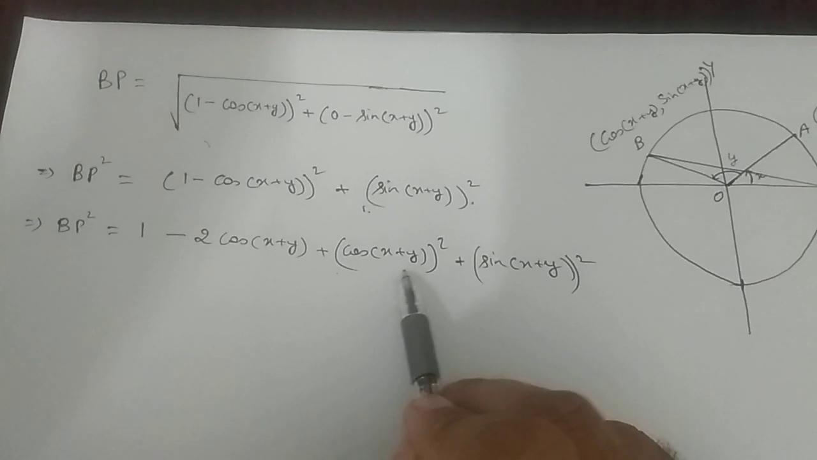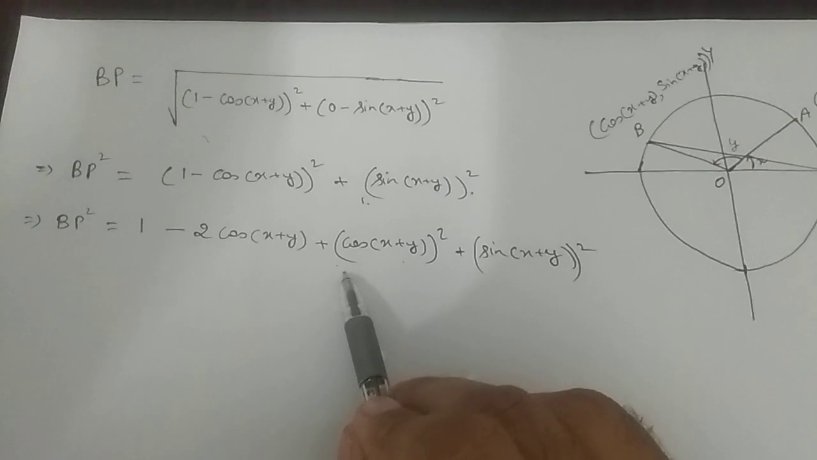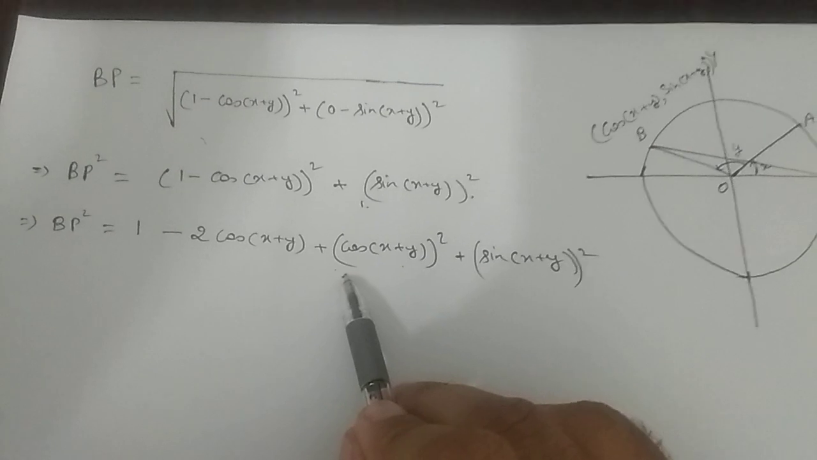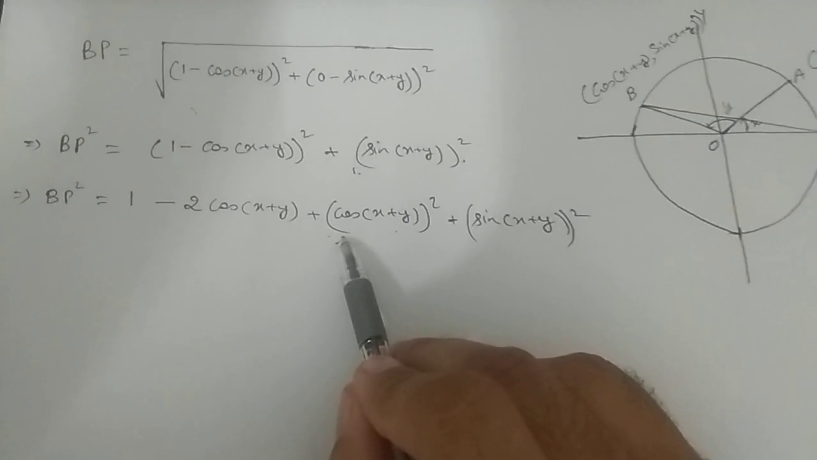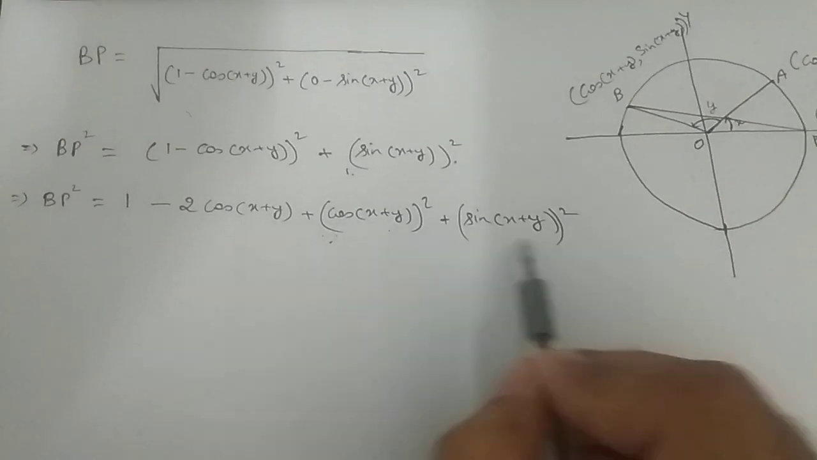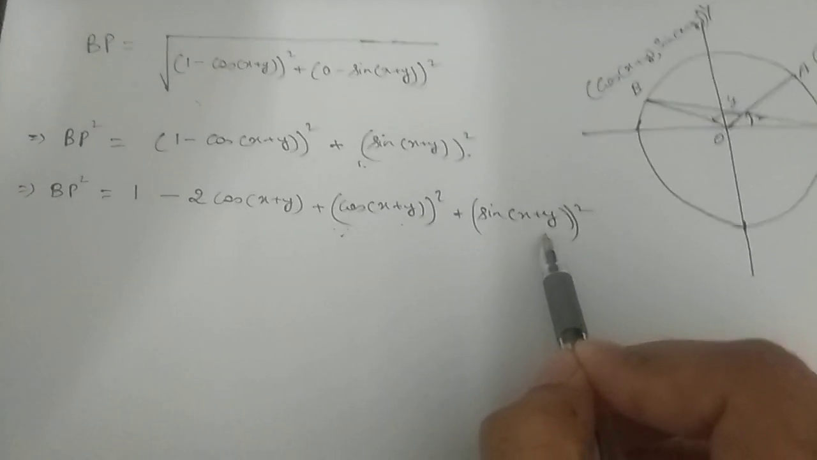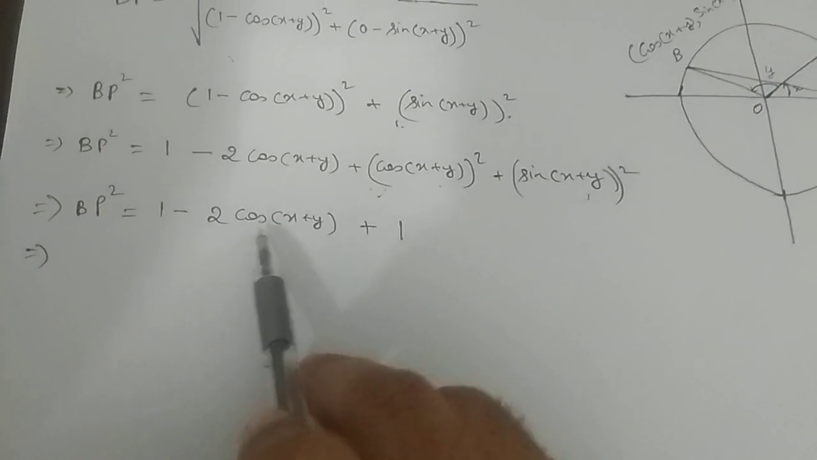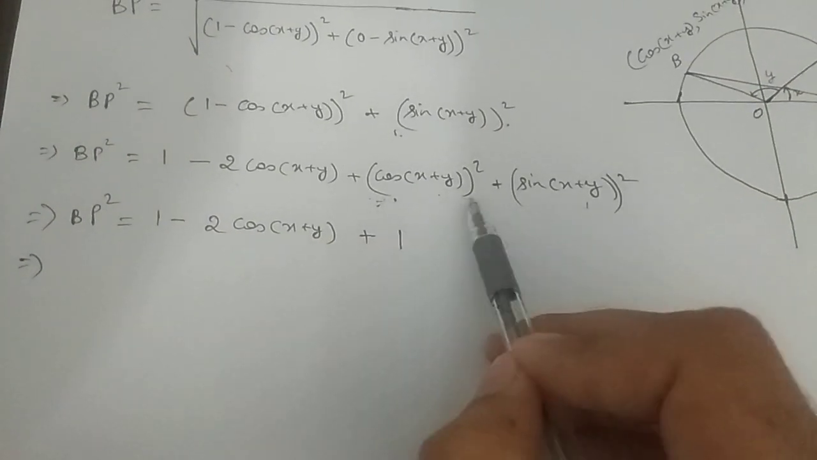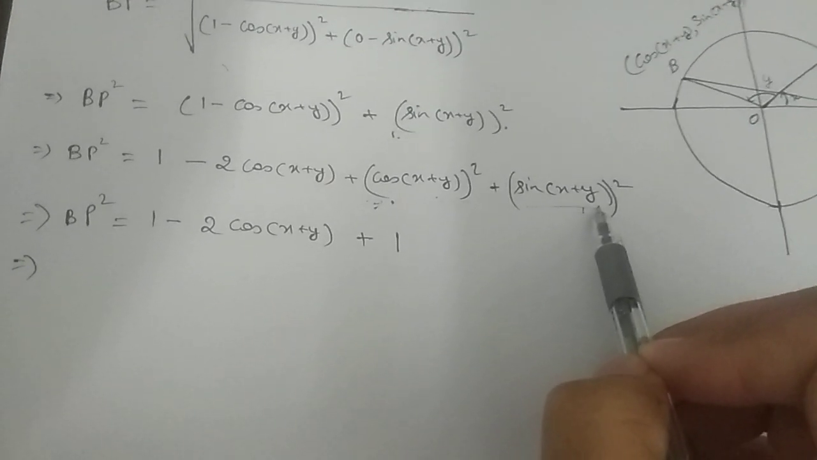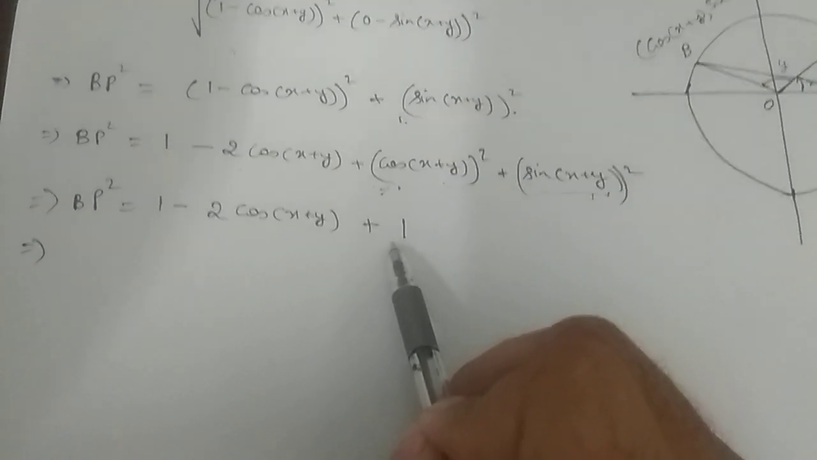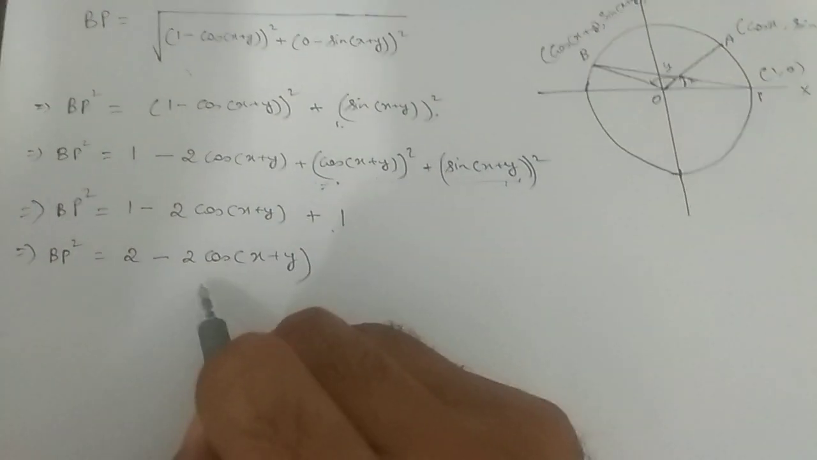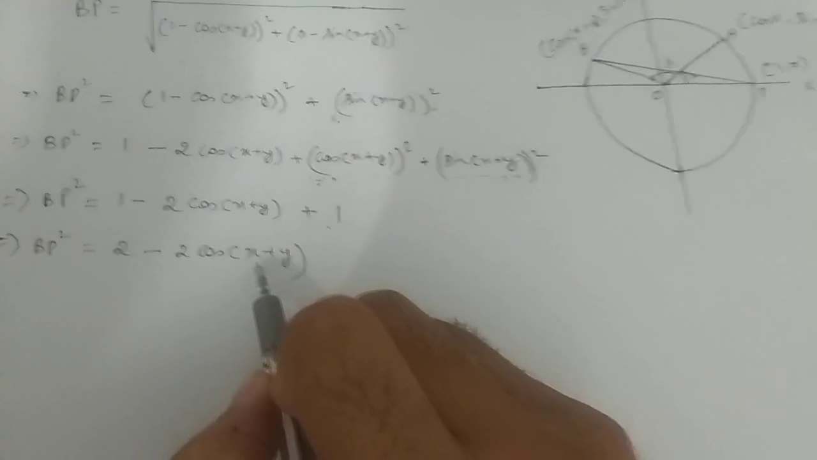expanding it in a minus b whole square form, we are getting 1 minus 2ab plus here cos of (x plus y) whole square. Now we know cos square theta plus sin square theta is equal to 1, the basic identities of trigonometry. So therefore, instead of these two terms, we can write 1. Thus, BP square can be rewritten as 1 minus 2 cos of (x plus y), and instead of these two, that is in the form of cos square theta plus sin square theta, we are writing 1. So finally, we are getting BP square is equal to 2 minus 2 times cos of (x plus y).